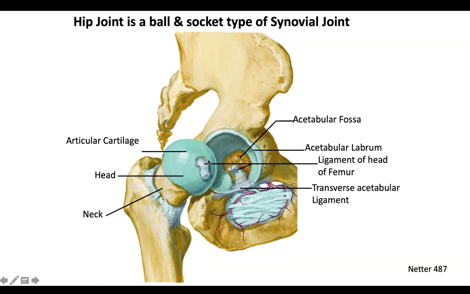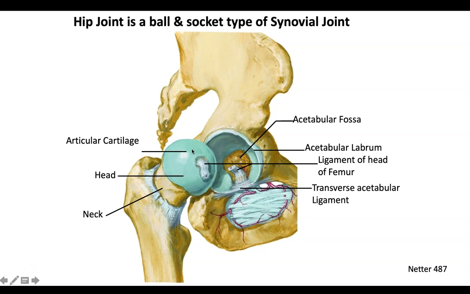Next to the shoulder joint, the hip joint is the most movable joint of our body. Our body weight is transmitted from the vertebral column through the hip bone and hip joint into the head and neck of the femur during a standing position.